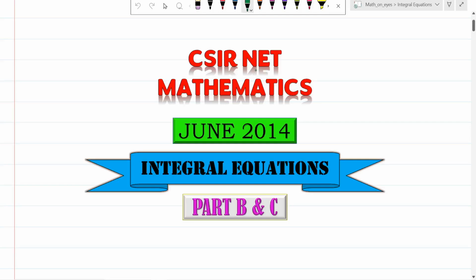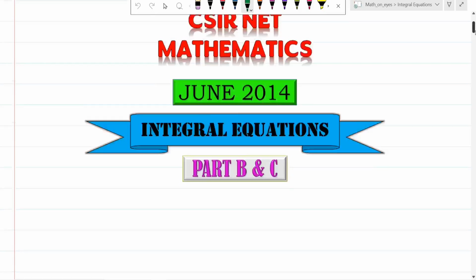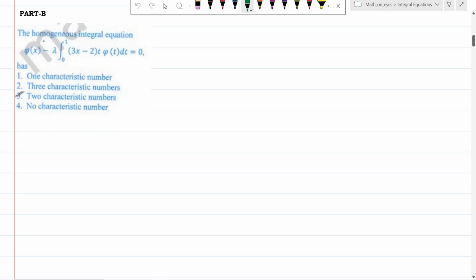There are a total of 3 questions, 1 question from part B and 2 questions from part C. The first question: the homogeneous integral equation phi of x equals lambda integral 0 to 1 of (3x minus 2) t phi of t dt. We need to find the number of characteristic numbers. Here the characteristic number is nothing but lambda, the eigenvalue. So we need to find the number of values for lambda.